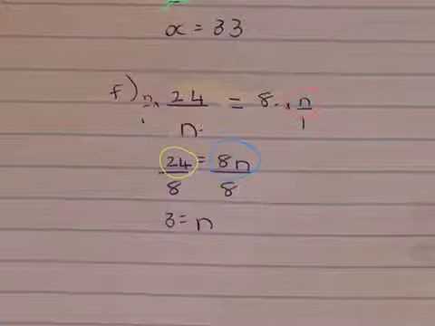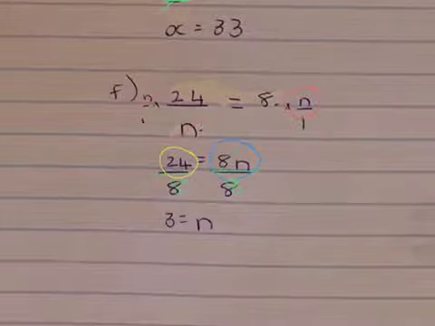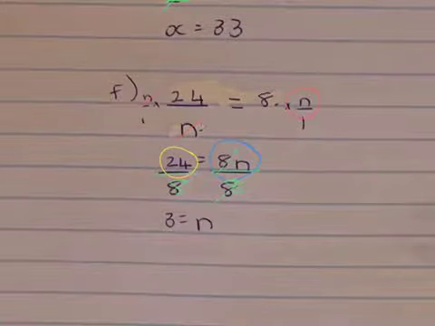Then I need to get 8n, I need to get rid of the 8, get n by itself. So multiplying, we undo by dividing. The 8's cancel, and I'm left with 24 divided by 8 is 3.